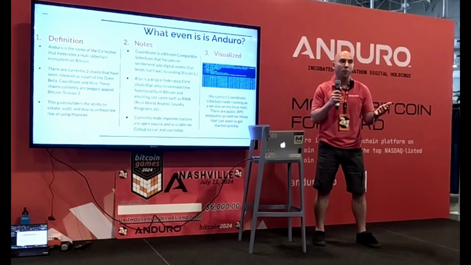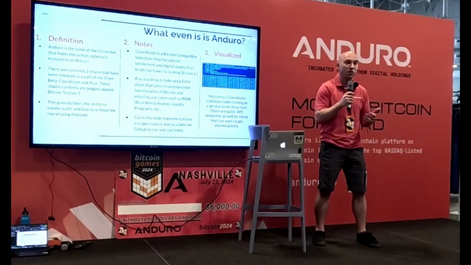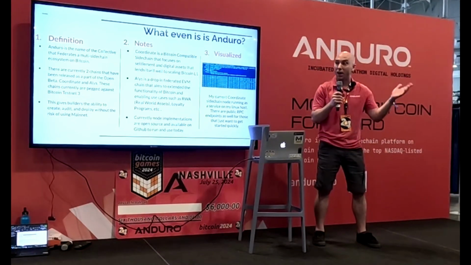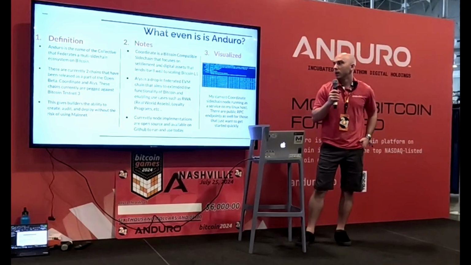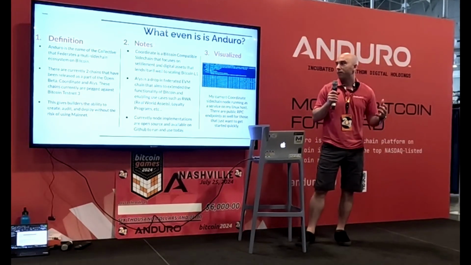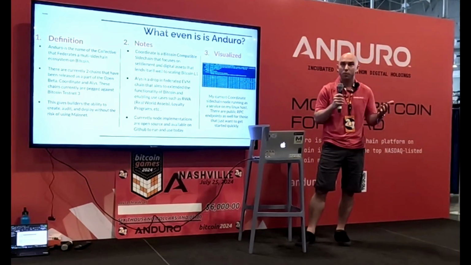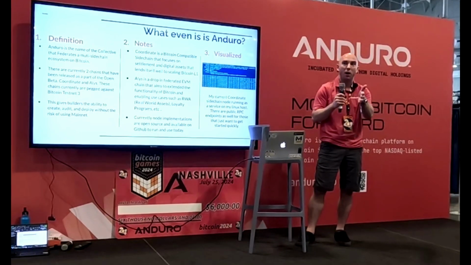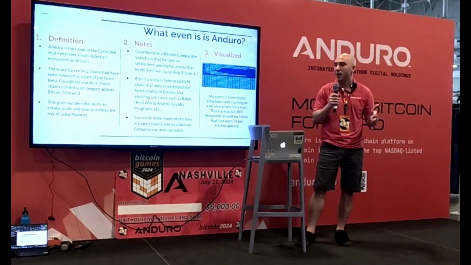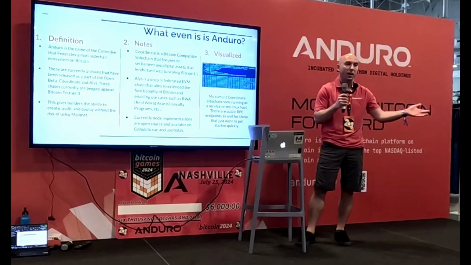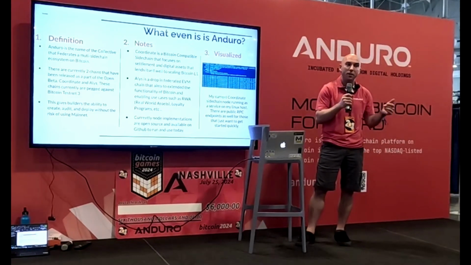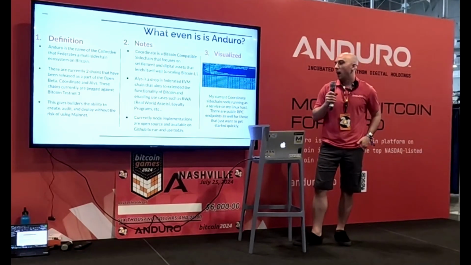But it also has support for blob data storage for digital assets. So if you are into that stuff, go for it. That's what it's built for. And then Alice is basically a drop-in federated EVM chain that aims to extend the functionality of Bitcoin. So you can build your smart contracts and such on top of Alice, use them, and again, peg back into Bitcoin when you're done with that process.